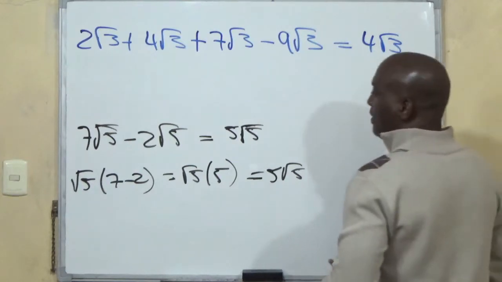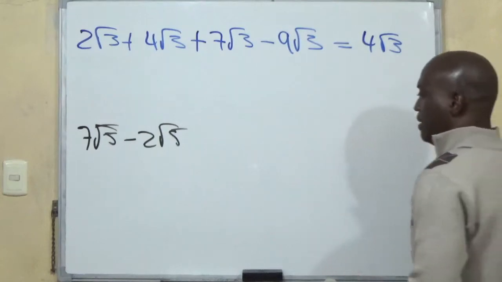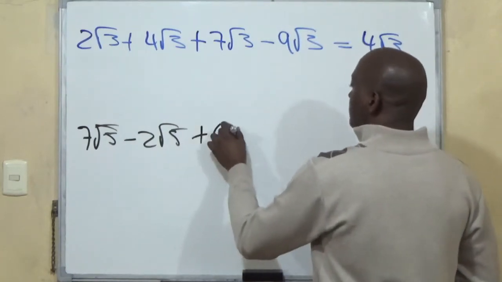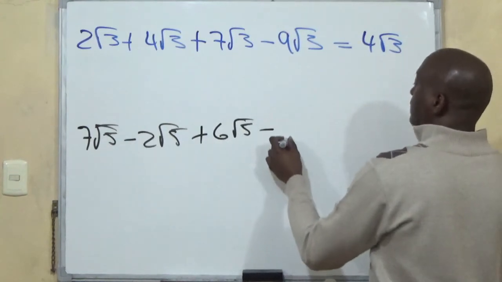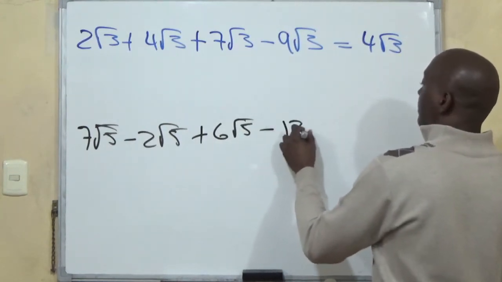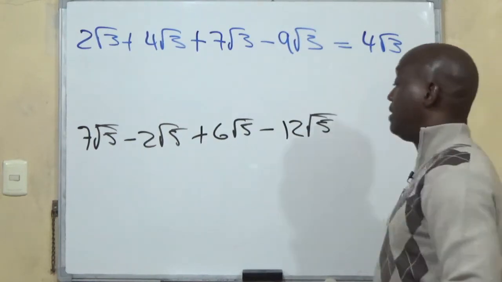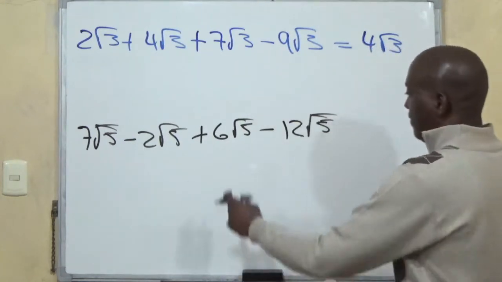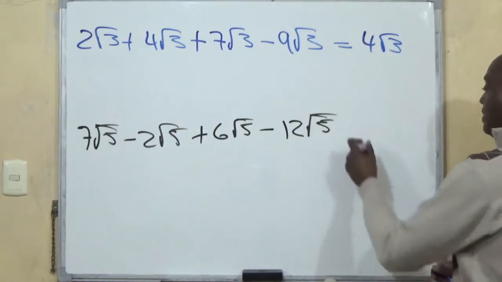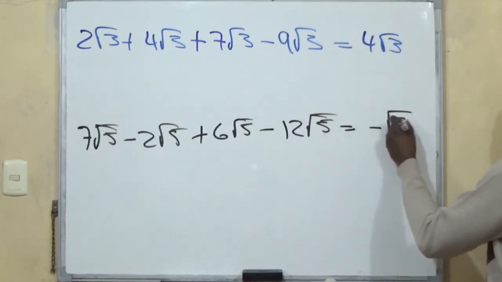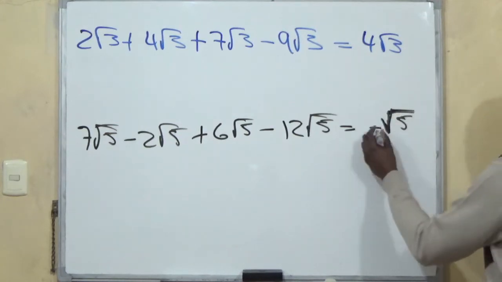And if I have 7 root 5 minus 2 root 5, and let me say we add 6 root 5 minus 12 root 5, then 7 minus 2 is 5, 5 plus 6 is 11, and then 11 minus 12 is simply equal to minus root 5. So you have a negative quantity, minus root 5.